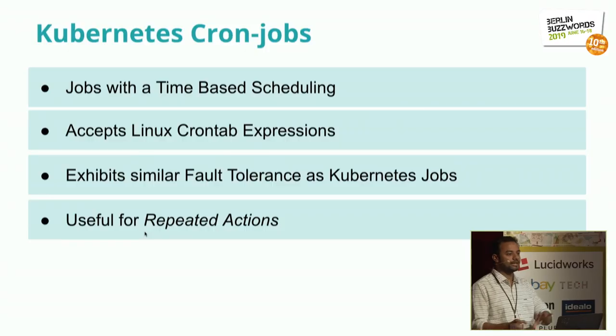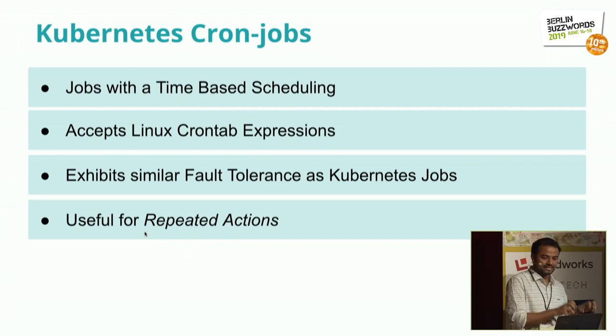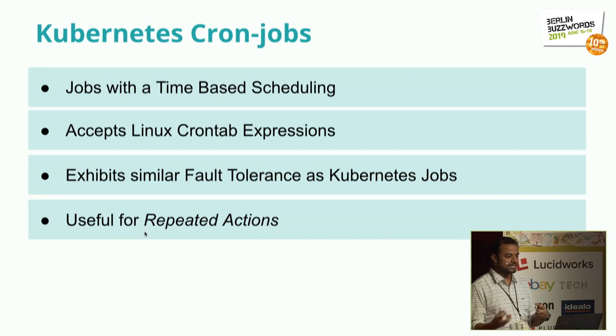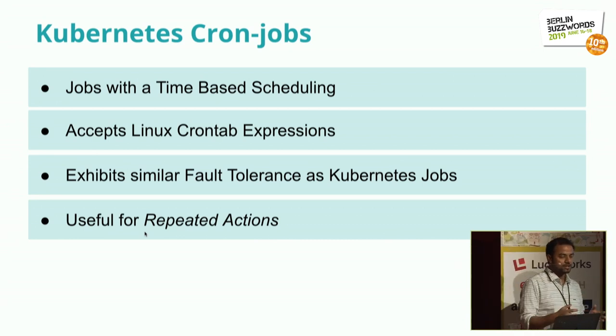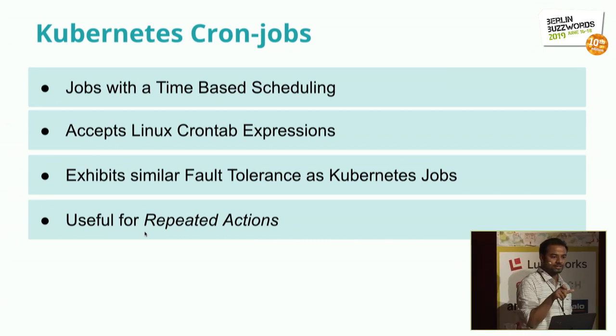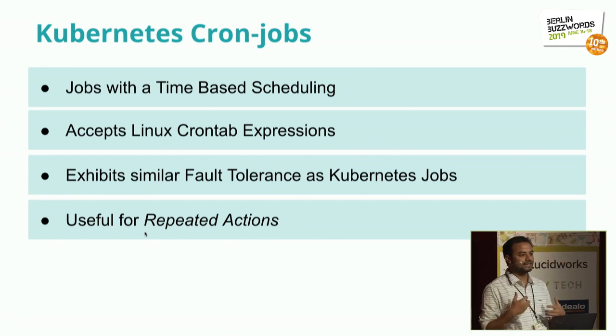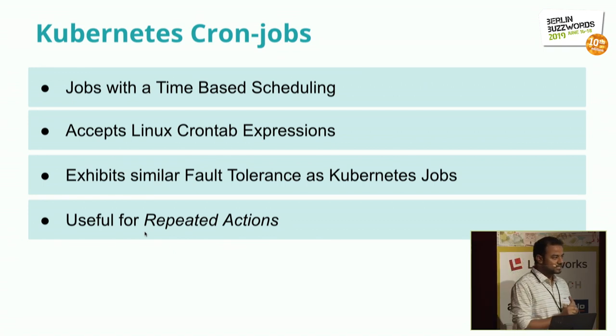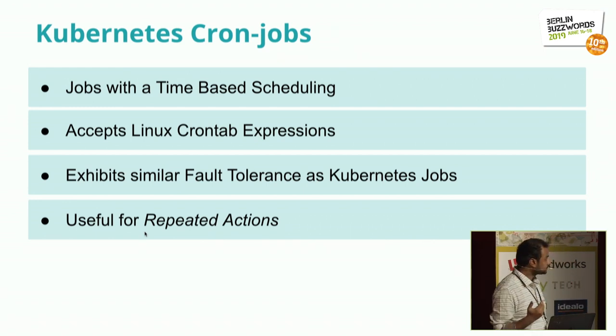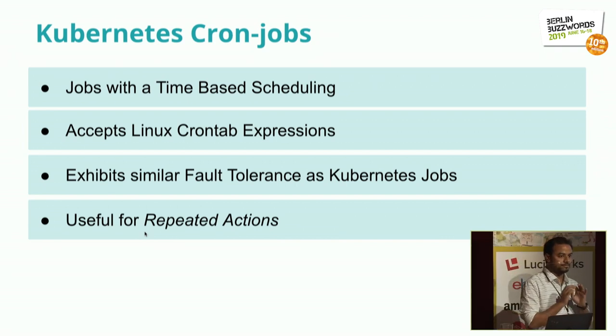Another feature that we have used in this architecture is Kubernetes cron jobs. These are essentially Kubernetes jobs with the same fault tolerance, but with scheduler configurations. So basically, you can specify the same job configurations with a specific scheduler configuration, which is in the format of a Linux crontab expression. And Kubernetes will make sure that at that point in time, this job is started. Everything else is exactly similar to Kubernetes jobs.